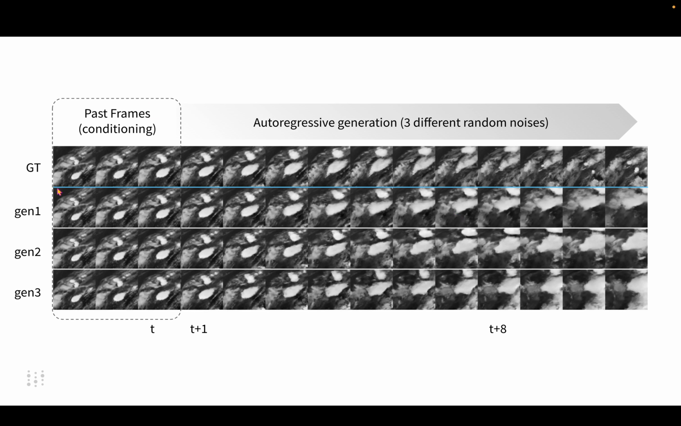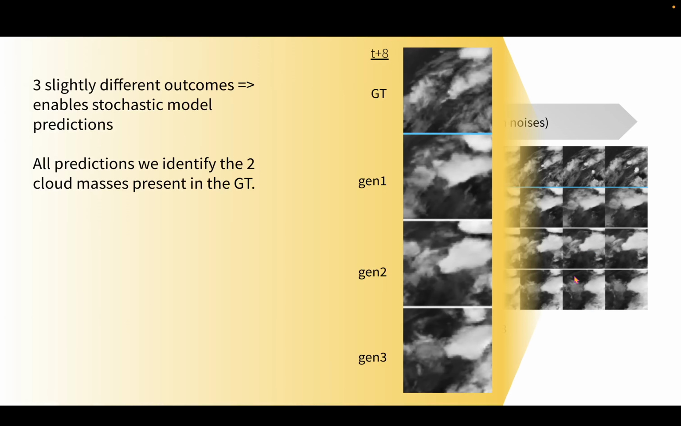If we take a look at a sequence of images, if we condition on 3 frames and generate 10 frames in the future, we get slightly different predictions. As we move further into the future, for instance at t+8, we can see that the model produces different outputs. So as you can see here, the cloud is slightly different with different shapes and different forms.